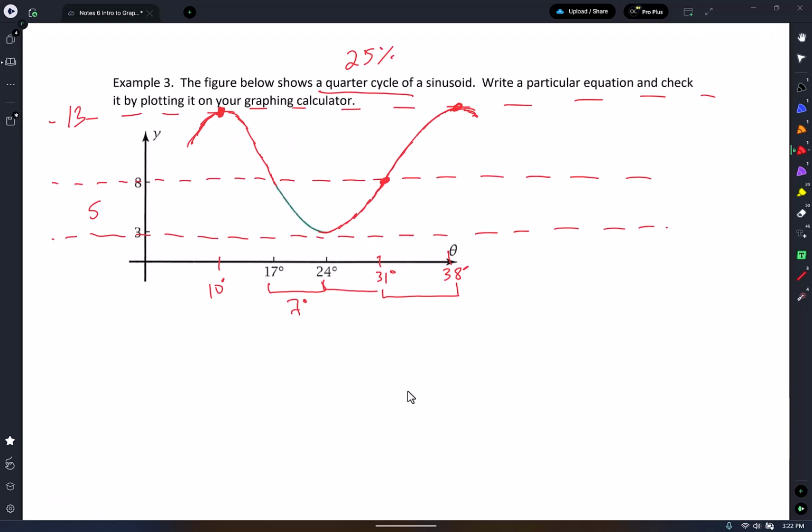I'm doing cosine. We can do sine, but right now we're focused on cosine. Don't worry, we'll talk about sine next time, sorry.